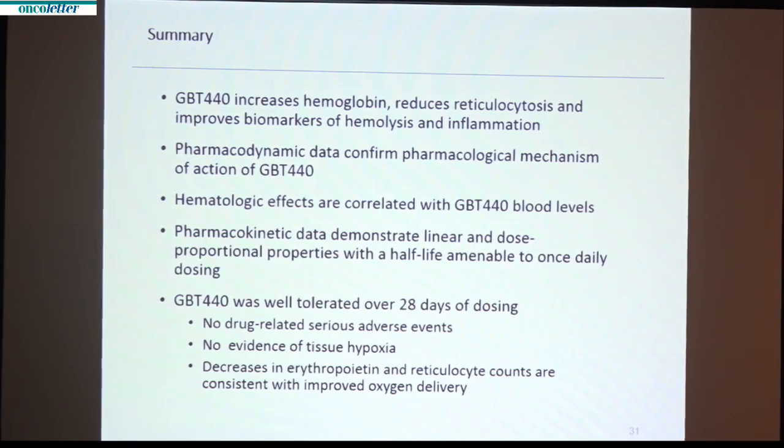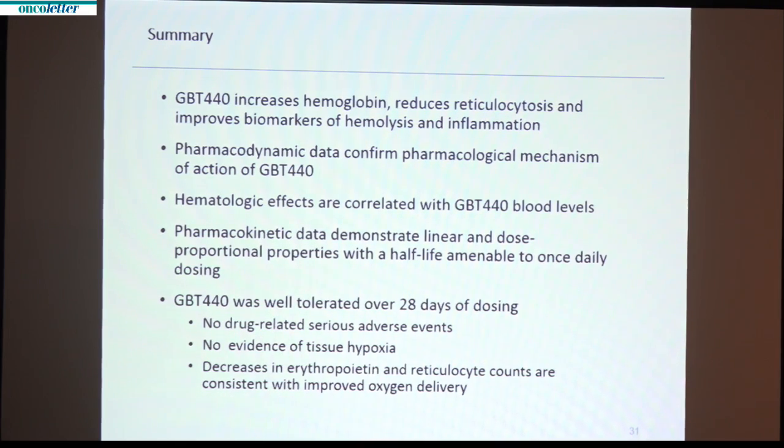So this is the summary from the presentation that I'll be giving tomorrow. GBT440 actually increases the hemoglobin levels in the patients. It reduces the reticulocyte count and improves biomarkers associated with hemolysis like bilirubin and LDH, and the biomarkers associated with inflammation. The pharmacodynamic data that we have produced shows a left shift in the oxygen curve into the normal range of hemoglobin A, and this confirms the mechanism of action of GBT440. The hematological effects correlate with the blood levels of GBT440.